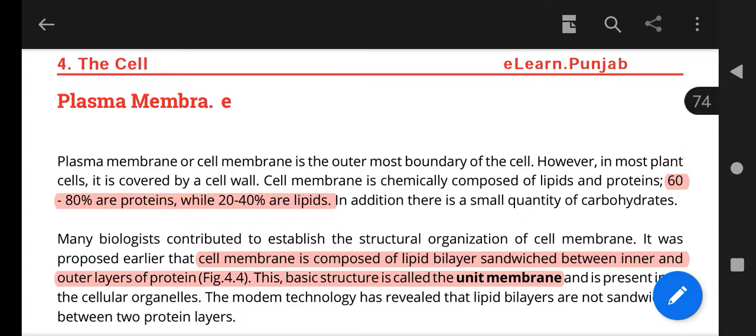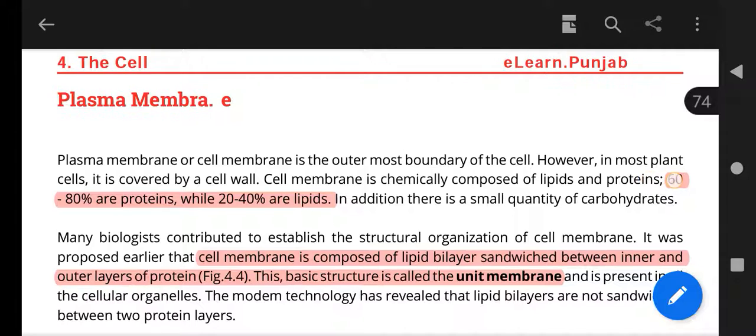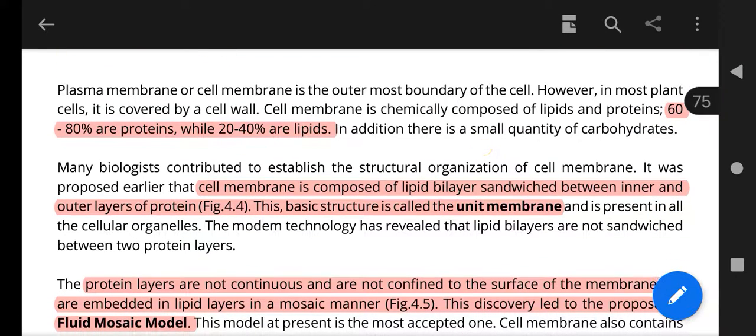However, in most plant cells it is covered by the cell wall. Cell membrane is chemically composed of lipids and proteins. 60 to 80% are proteins, 20 to 40% are lipids. In addition, there is a small quantity of carbohydrates. So next we will discuss the two models. First one is the unit membrane model.